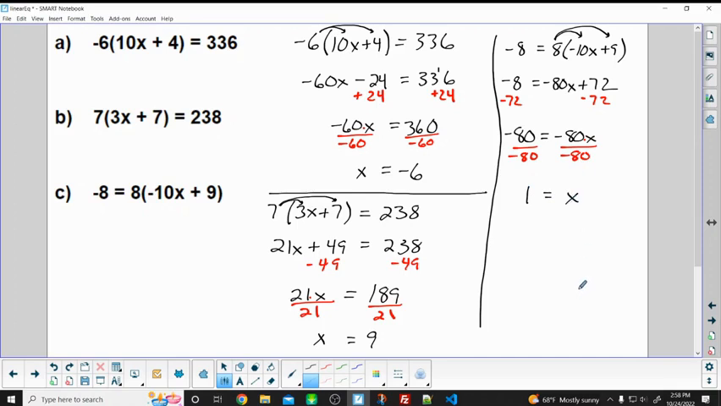And the last thing that I'm going to do is just switch this around and say x is equal to positive 1. And that is how you handle these problems with distribution.